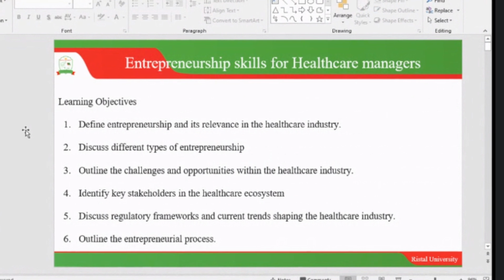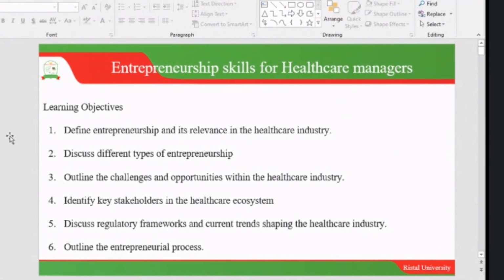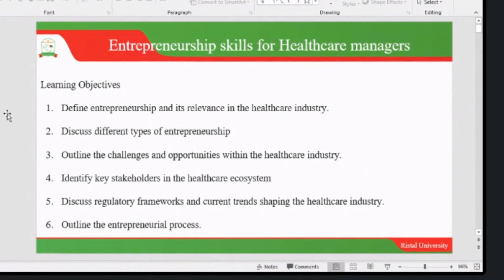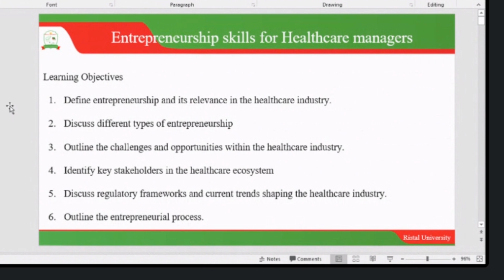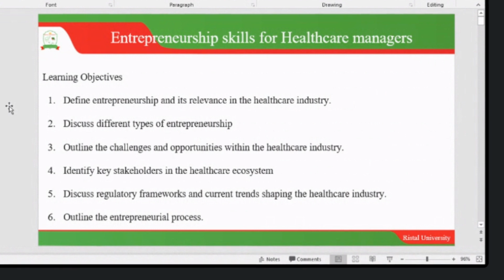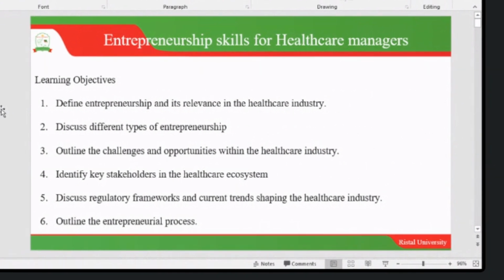Today we are going to look at an interesting subject of entrepreneurship skills for healthcare managers. Our learning objectives for this session are defining entrepreneurship and its relevance in the healthcare industry. We are also going to discuss the different types of entrepreneurship, and look at the challenges and opportunities within healthcare that can be explored by entrepreneurs.